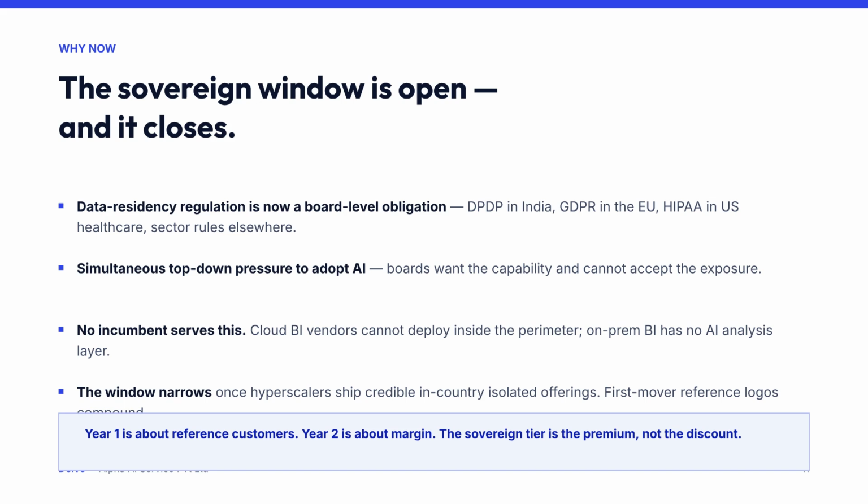Data residency regulations are becoming board-level obligations, creating a unique window of opportunity. Organizations need to adopt AI, but cannot accept the security risks. Delve serves this need where incumbents cannot.